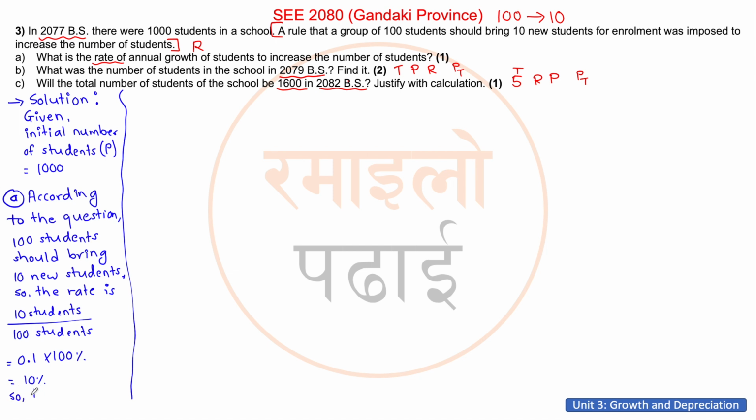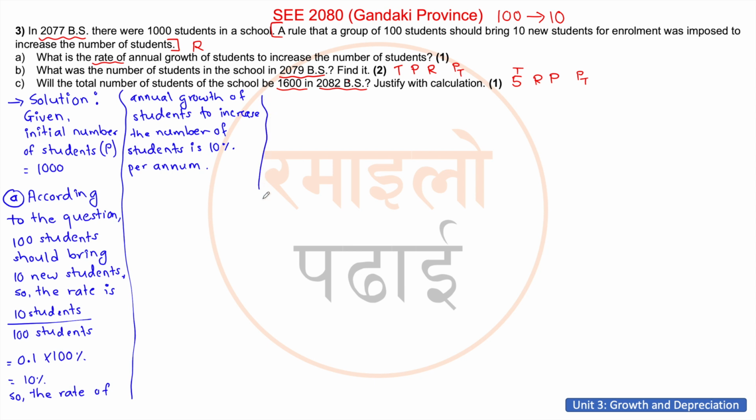So the rate of annual growth of students to increase the number of students is 10% per annum. It is not mentioned that the students will increase per year, but we have written per annum. It is because the new admission will take place only one time in a year, so we can write per annum. So we have solved question number A.